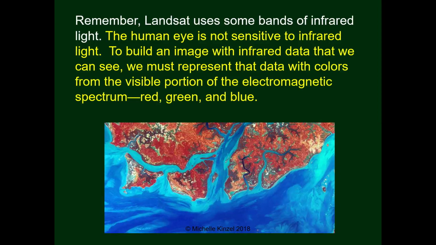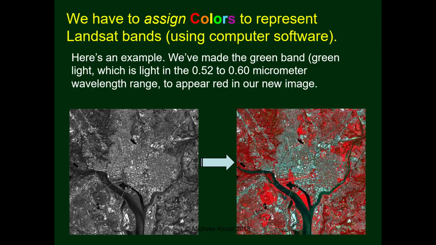Remember, Landsat uses some bands of infrared light. The human eye is not sensitive to infrared light, and we can build an image with infrared data that we can see. In order to do that, we must represent that data with colors from the visible portion of the electromagnetic spectrum, the reds, greens, and blues. So we have to assign colors to represent Landsat bands, and we do this using computer software.